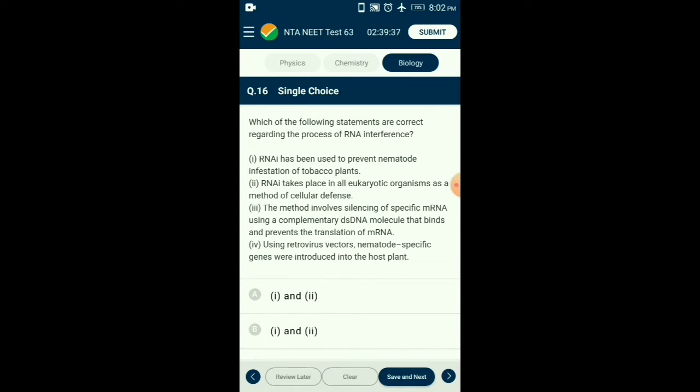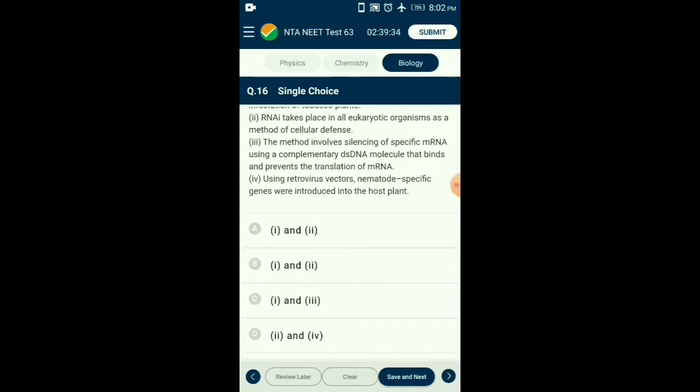So the answer for this question is option A. From the given 4 statements, statement 1 and 2 are correctly given regarding the process of RNA interference.